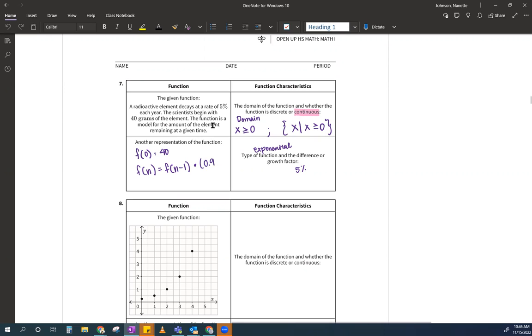See, because it says the function is a model for the amount of element remaining. I don't care about how much is gone. I care about how much is remaining. So if this is how much is gone, then the rest of that is going to be the remaining. Does that make sense? So here, I'm going to write this as my growth factor is actually 0.95 because the 5% is being decayed off. Okay.